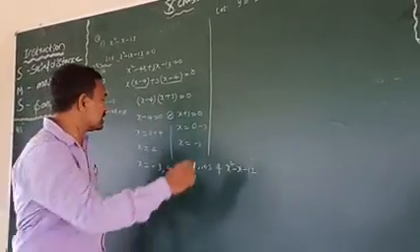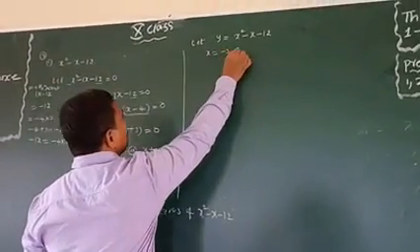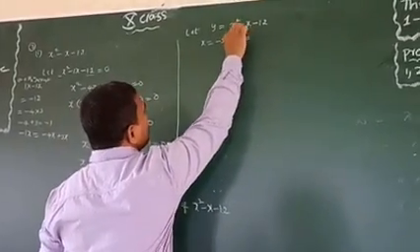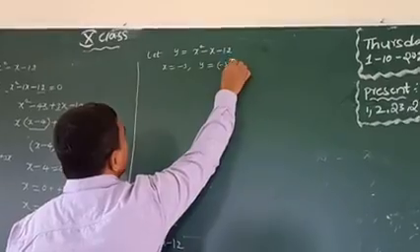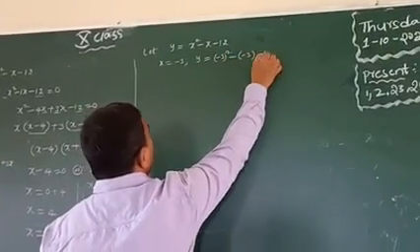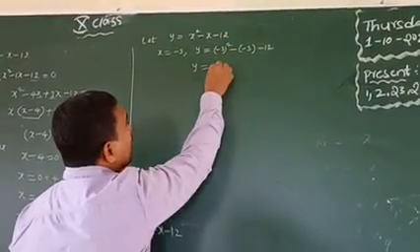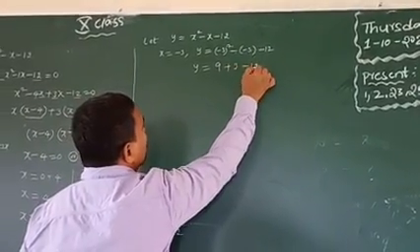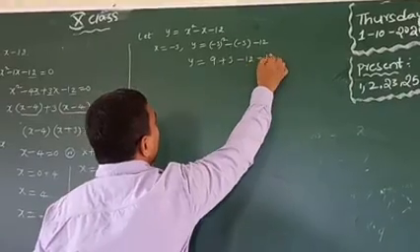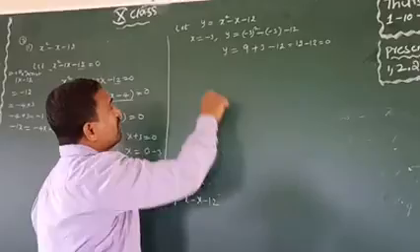So let us take the x value as minus 3. Then what is y? Substitute x equal to minus 3: minus 3 whole square, minus of minus 3, minus 12. So minus 3 whole square is 9, minus into minus is plus 3, minus 12. 9 plus 3 is 12, minus 12 equals 0. Now what is the coordinate?